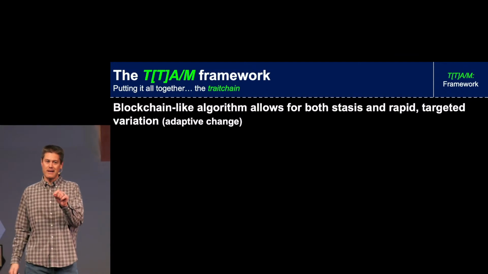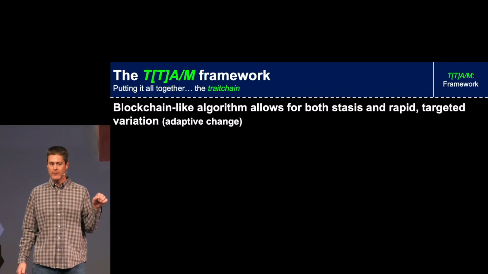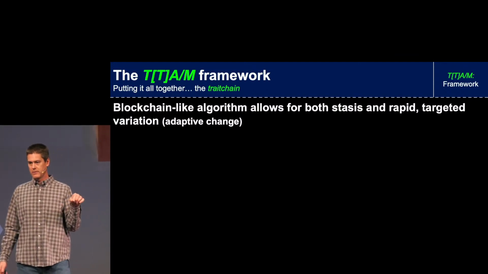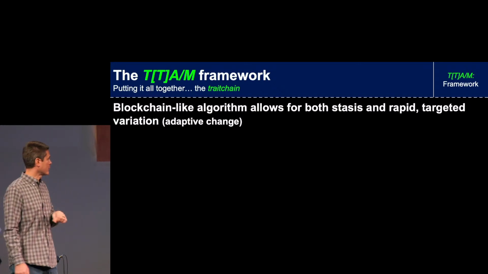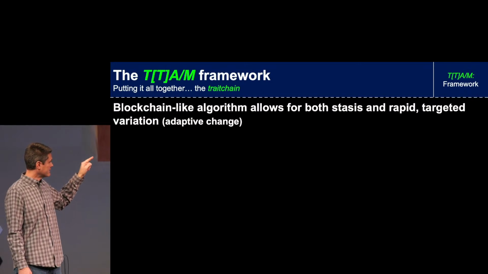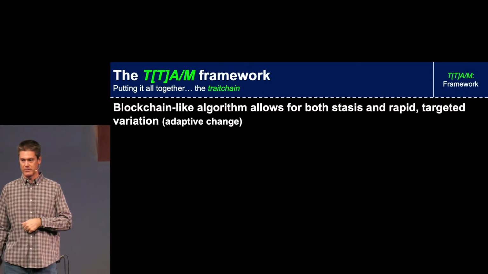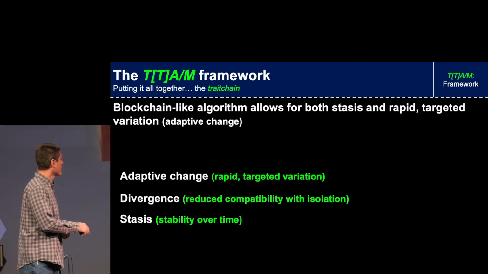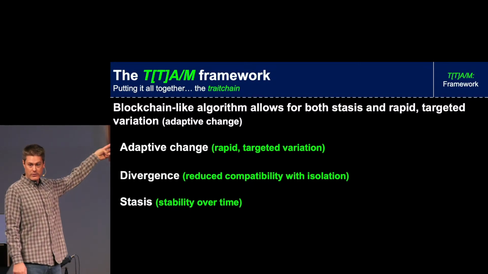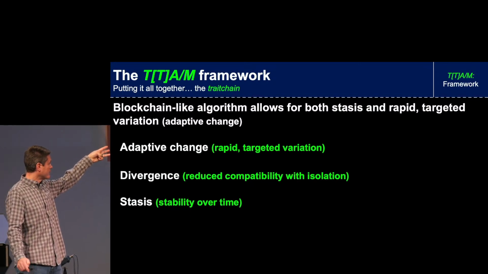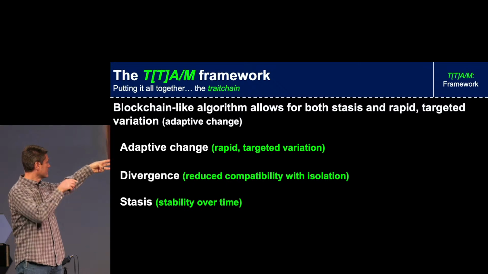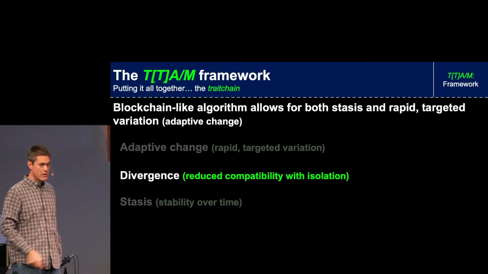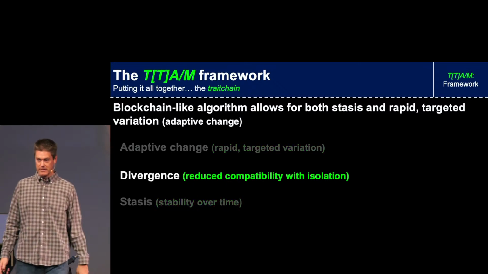So a blockchain-like algorithm, so basically a problem-solving algorithm, what I'm calling trait chain, it's a function in biological organisms, allows for both stasis and rapid targeted variation, which is adaptive change. So when we're looking at these three characteristics we have to explain, we just explained, using a blockchain-like algorithm, both adaptive change and stasis. There we go. But we haven't explained divergence yet.